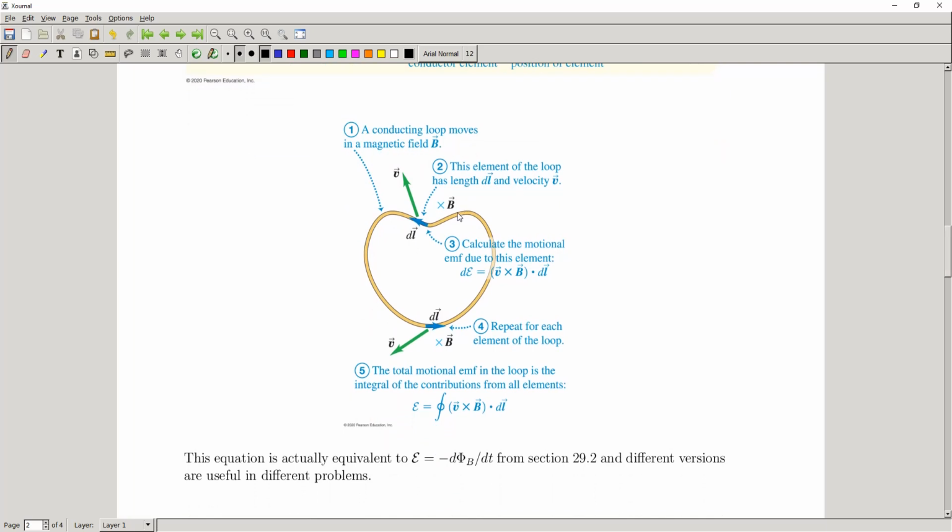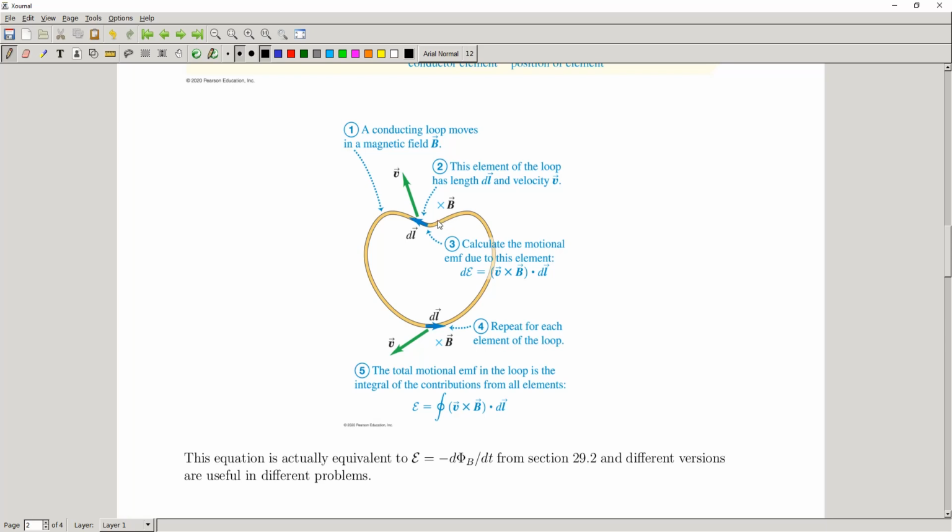We can imagine that we have some conducting loop in some sort of a magnetic field. It can be different at all the different points, but it has to be constant in time. What do we do in this case? Well, we break it up into a ton of tiny little sections, right? And over each of those tiny sections, we're gonna look at that little section as a dl.